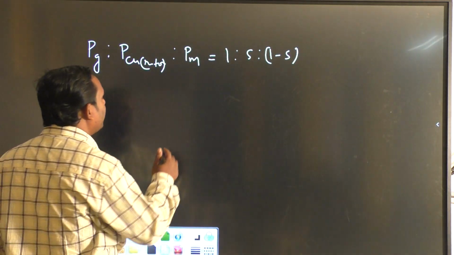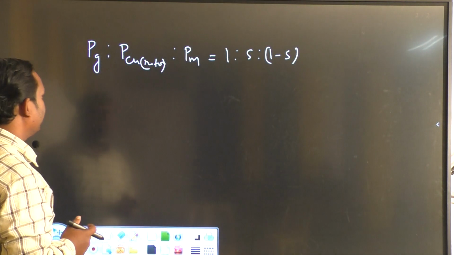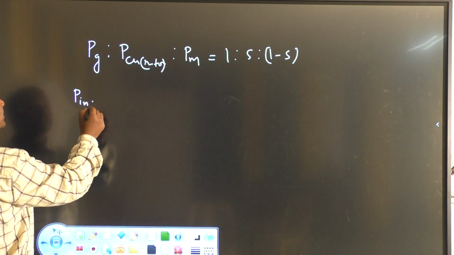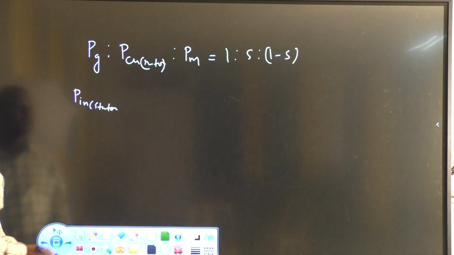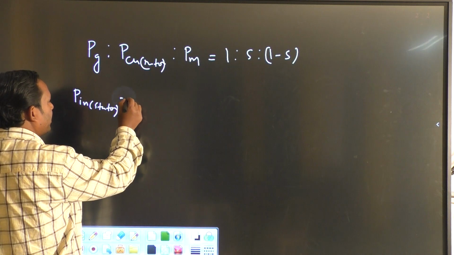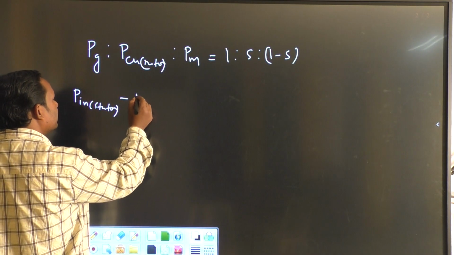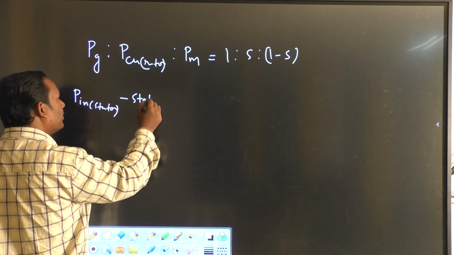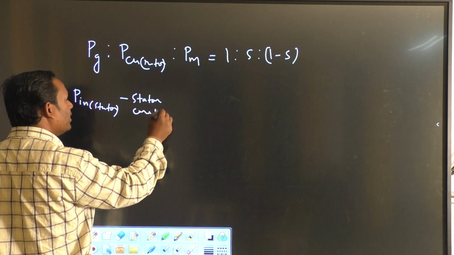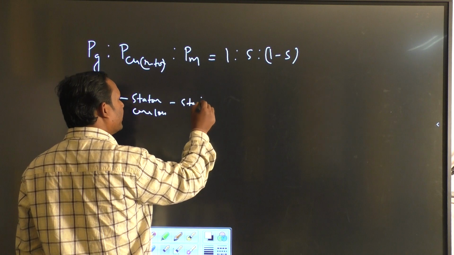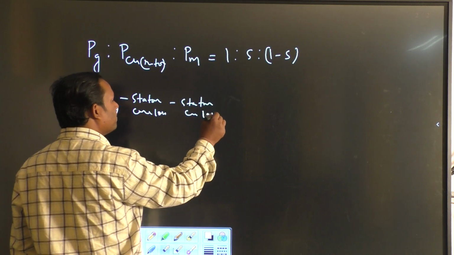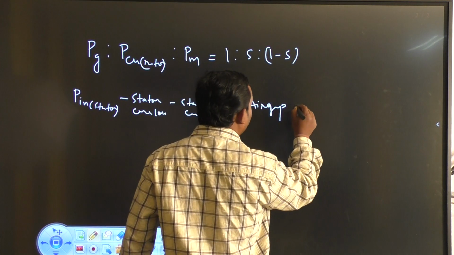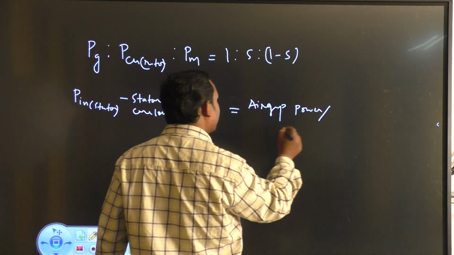Now another diagram we also refer to. If we directly look at the flow of the power, how the power flows from the stator input, P input stator: if we subtract the stator core loss and stator copper loss, then we get the air gap power or rotor input.